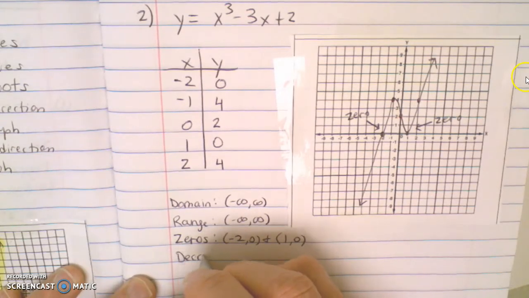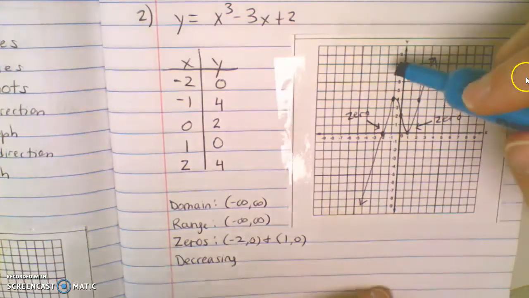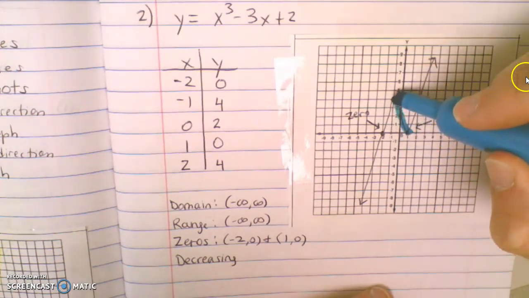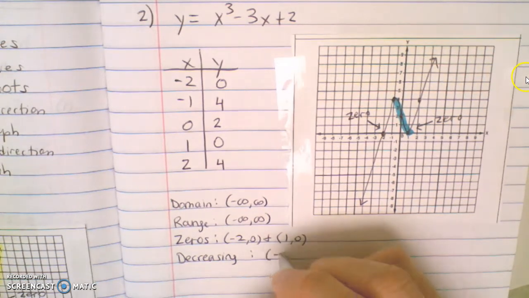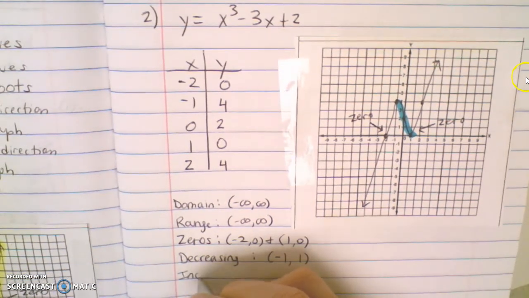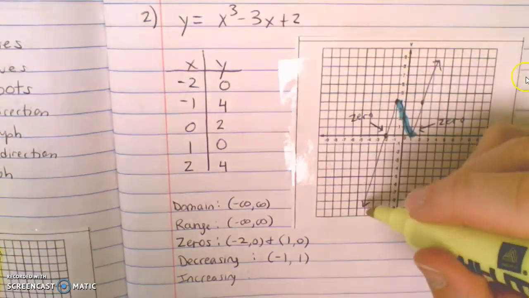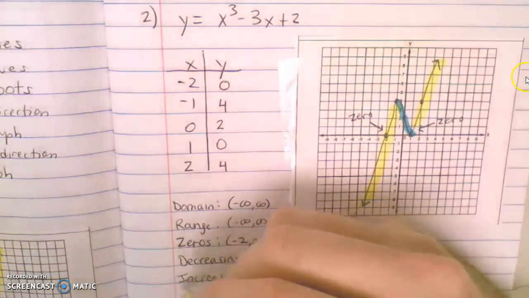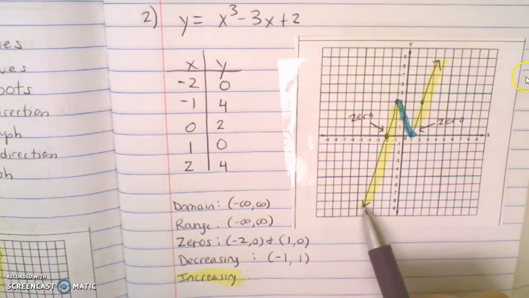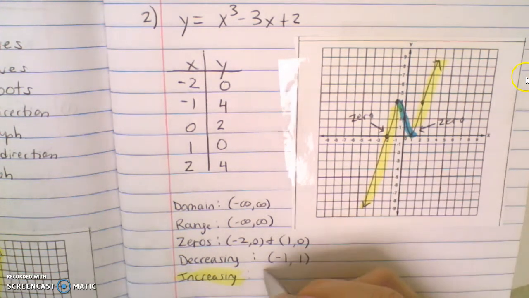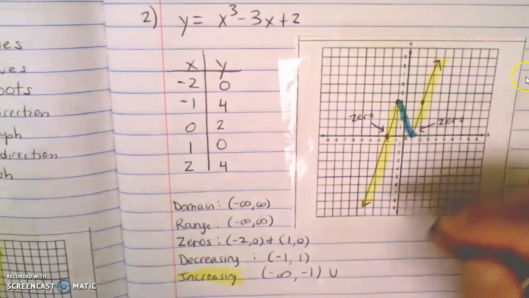Where is the graph decreasing? Again, we look at the x values of these points. So I'm going from negative 1 to 1. And then where is it increasing? Again, you want to look at the x values. So it looks like I'm going from negative infinity to negative 1, union 1 to infinity.